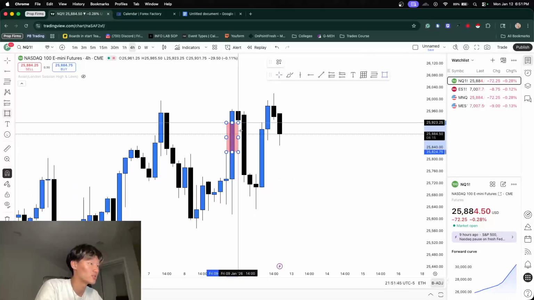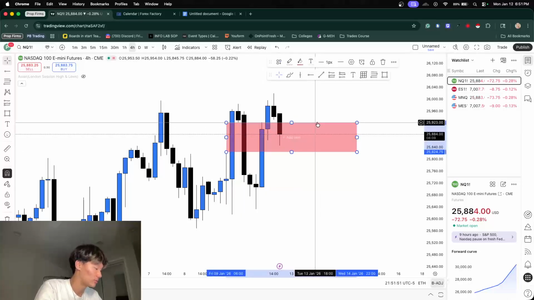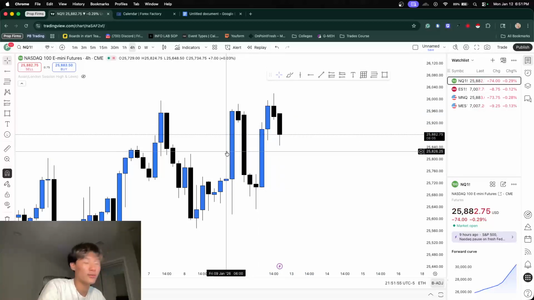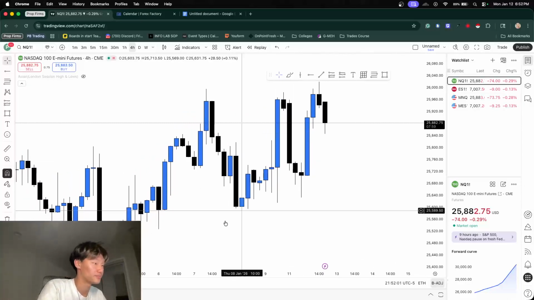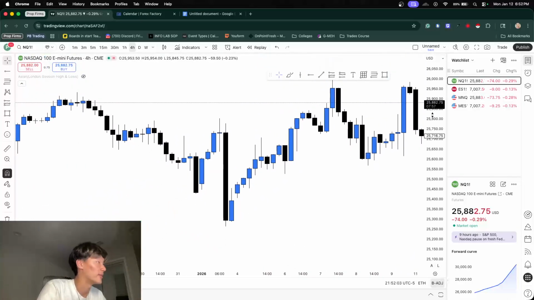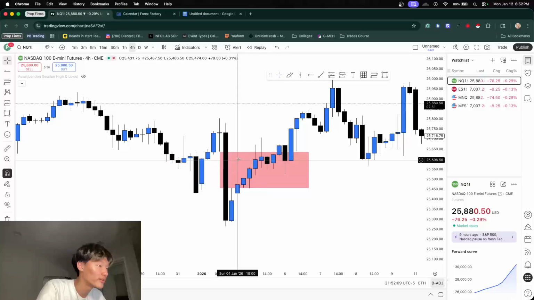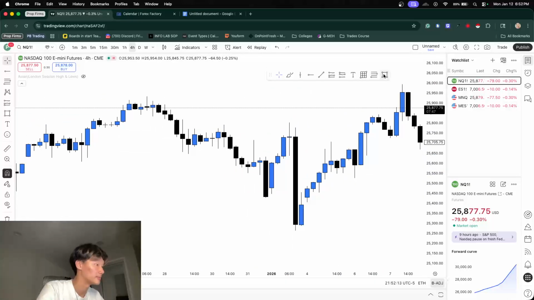For example, we have this one right here. Gap, because the wick didn't fill all of this. Let's say the wick went all the way down to here. Then there would be no gap. So there's no liquidity. All the orders got filled already. Another way to find a fair value gap: we have another one right here. We have nothing, no wick clearing out all of this. That's a fair value gap right there.